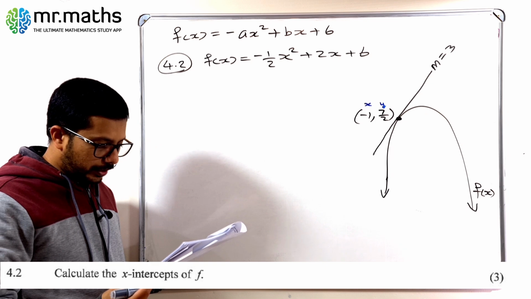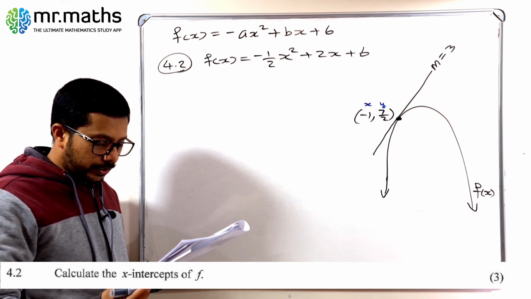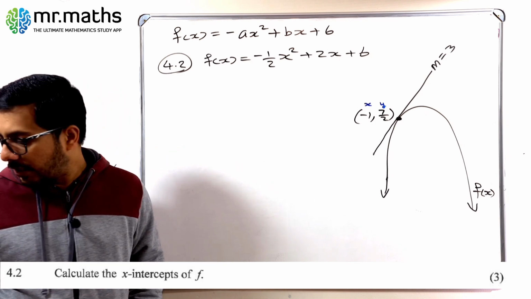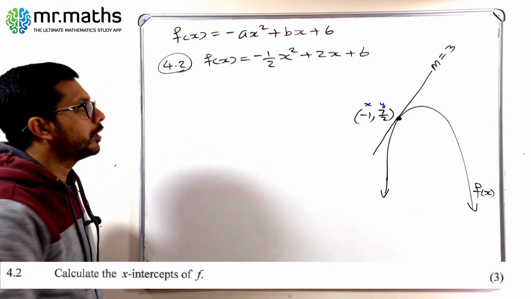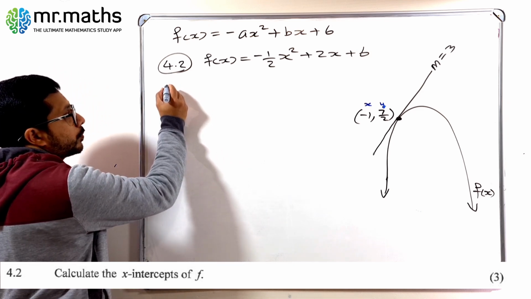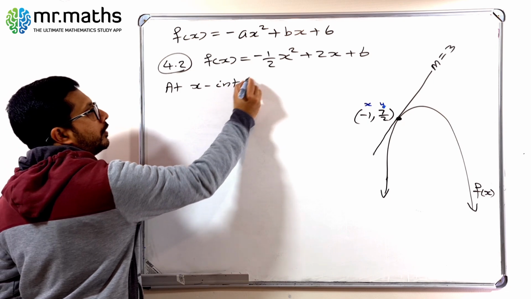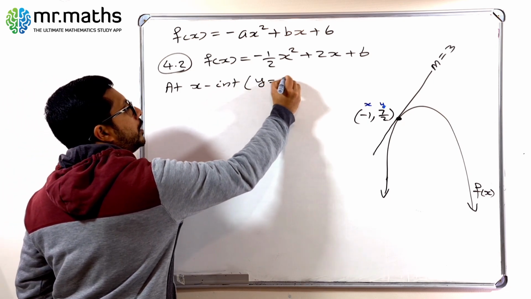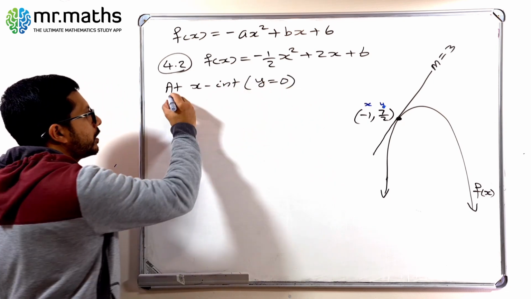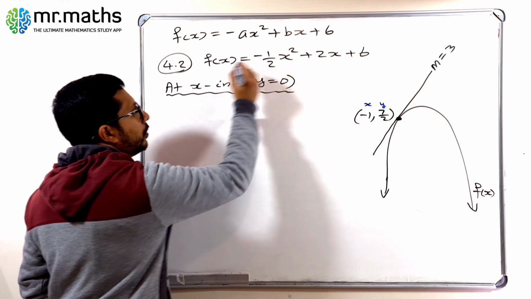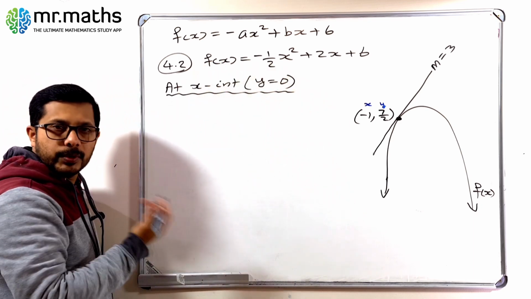Okay. Now what is this question? Calculate the x-intercepts of the f of x graph. So that's a simple question. You studied that from small classes. At the x-intercept, what is the y value? y is equal to 0. At the x-intercept, the value of y is 0. So this f of x is the same as y.